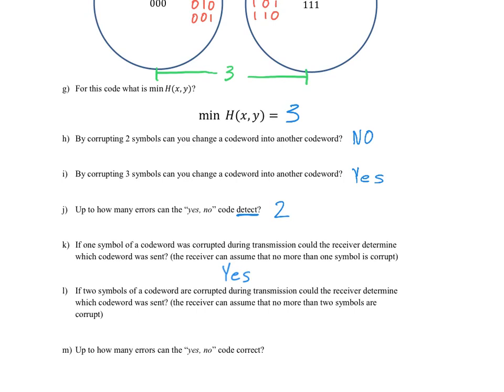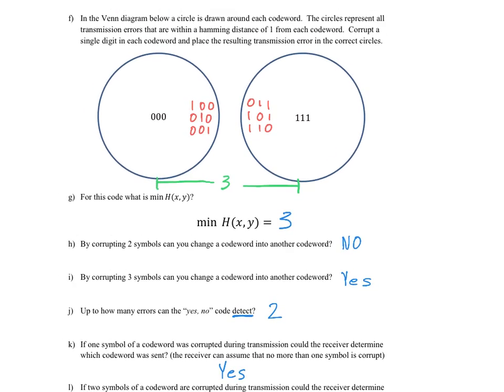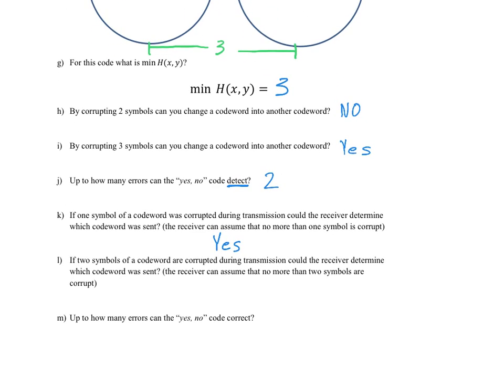Okay, so our next question says, if two symbols of a code word are corrupt during the transmission, could the receiver determine which code word was sent? This time the receiver can assume that no more than two symbols are corrupt. Well, if we go back to our diagram, we're saying, okay, two things can go wrong, and maybe the receiver has received this. Well, they wouldn't know if that came from all zeros and just one thing went wrong, or if it had come from all ones and two things have gone wrong. So in this sense, that's where the error correction falls apart, where we can no longer do error correction. So the answer there is no.